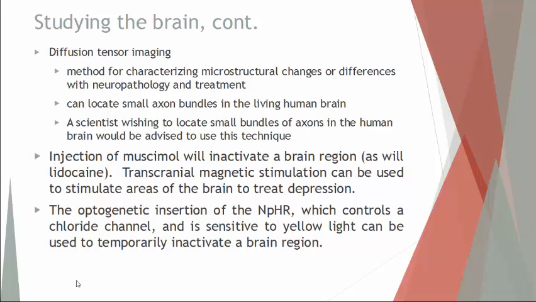This is a method of MRI that can locate very, very small bundles of axons, which is a huge advantage. You're not just looking at a whole lobe of the brain, you're not looking at a hemisphere of the brain. You're looking at just a very, very small section of one area of the brain. So if your goal is to focus on just bundles of axons or a very small portion of the brain, this is obviously the way you would rather go, using DTI, diffusion tensor imaging.